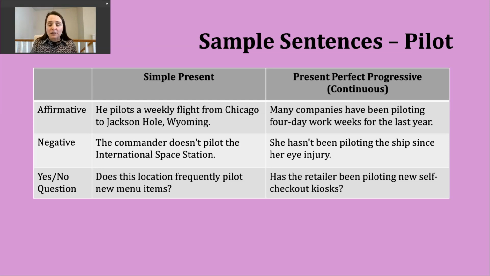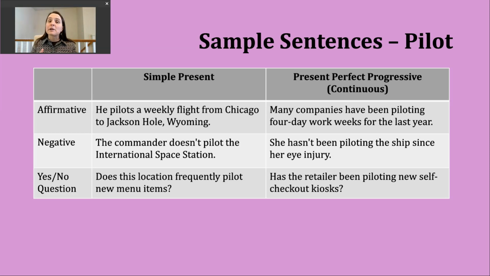With the present perfect progressive, some teachers or some textbooks might call it the present perfect continuous. That's fine. Just know they mean the same thing. I like calling it the present perfect progressive because it helps me remember I need three parts, or the three P's here, to make this verb tense in the affirmative.